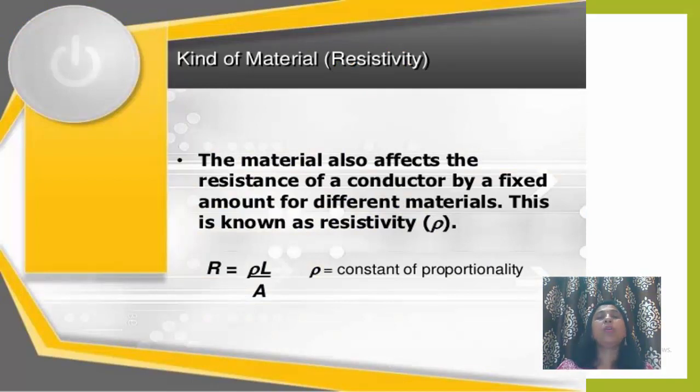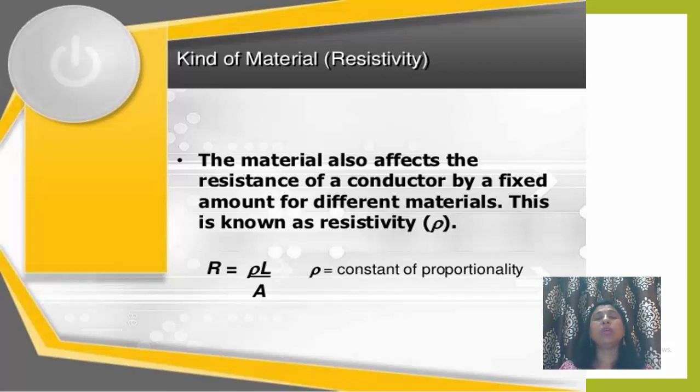Now the fourth factor on which the resistance of a conductor depends is the kind of material, that is resistivity. The material also affects the resistance of a conductor by a fixed amount for different materials, and this is known as resistivity, which we are going to study in lecture 3. That is, resistance is equal to rho into L, that is length of the conductor, upon A, that is the area of cross section. The rho is the constant of proportionality.